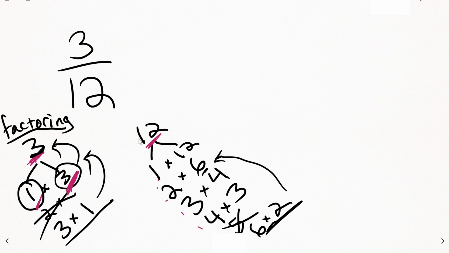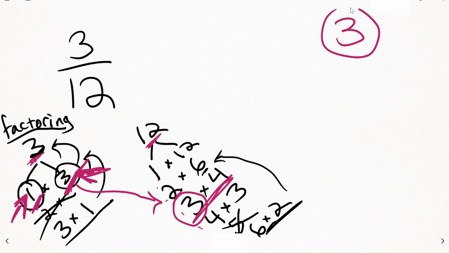So we need to find a number that is in both of these little trees that we made, and we want to find the biggest number. We don't want to choose 1, the tiniest number. We want to choose the biggest number that we found, which is 3 in this case. And we look over here, and does 3 go into 12? Yes, it does. 3 times 4 goes into 12. So now our factor number is 3.